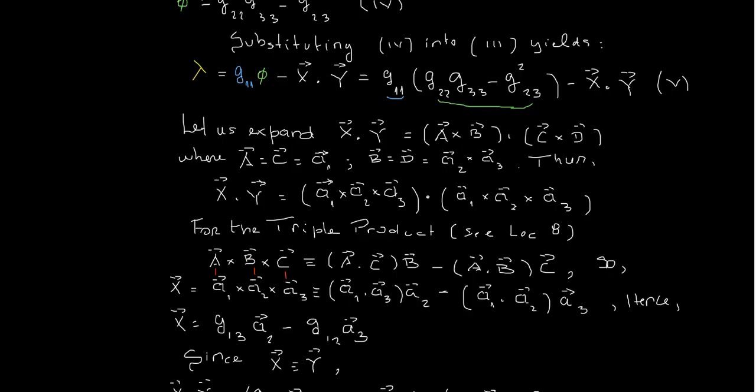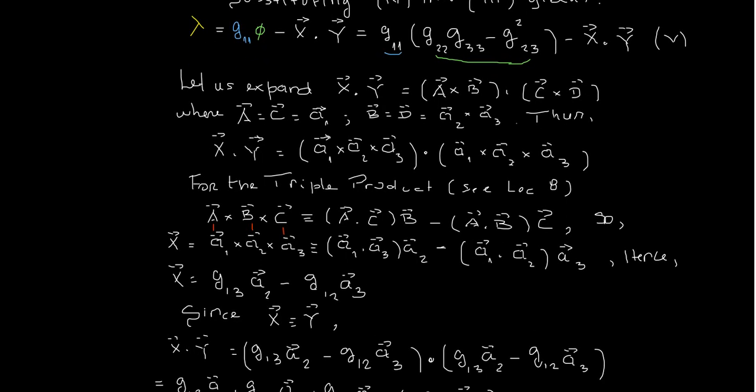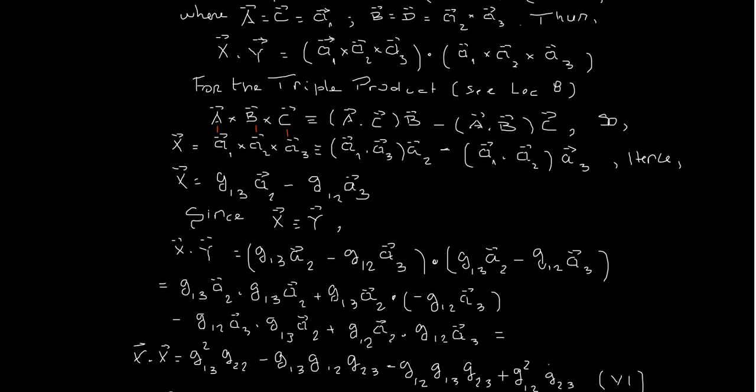Then I came up with it easily. A1 dot A3 is G13, and A1 dot A2 is G12. I just plug in here. So I have X. Since X is identical to Y, it is now quite clear that this dot product, I just repeat.